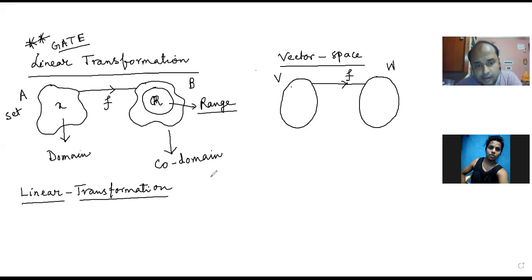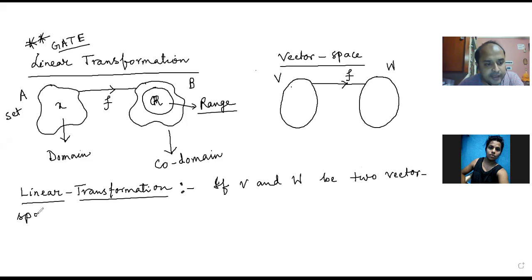Since you have gone through the book, the definition, the chapter, you probably know that if V and W are two vector spaces over the same field capital F, this part is very important. If you want to define a function from a vector space to another vector space, the field considered must be the same. So I'm going to put a star over here: over the same field F.